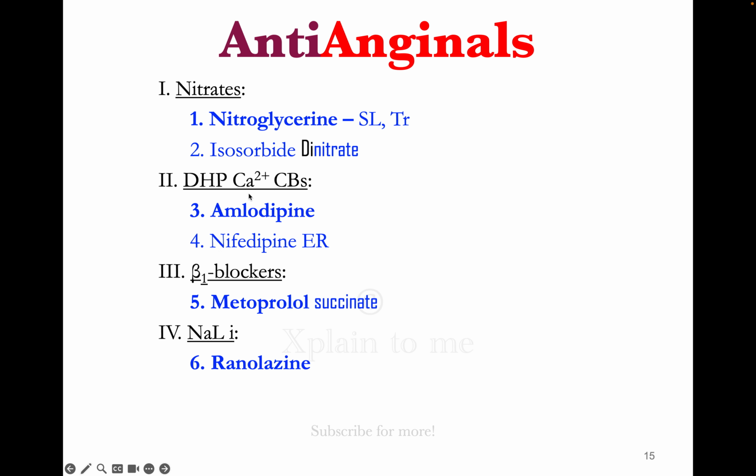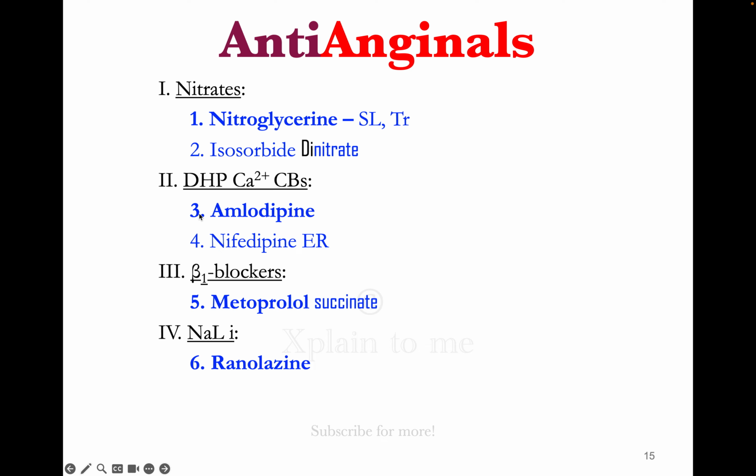L-type voltage gated calcium channels can be blocked. Why is it super important that it is L-type voltage gated calcium channels? Because our body has so many calcium channels in every cell. If you are generally blocking the calcium channel, your body will shut down. That's not what you want. We need to specifically target the L-type voltage gated calcium channel so that all our other body systems will work. Only the angina causative reason will be blocked.